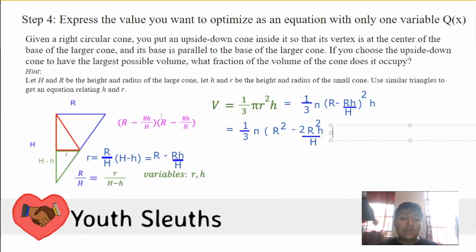Now our final one is these two. So we could multiply. So it's big R times big R. That's big R squared. And then we have little h times little h. So we have little h squared. And then we have big H times big H in the denominator. So in the denominator, we have big H squared.